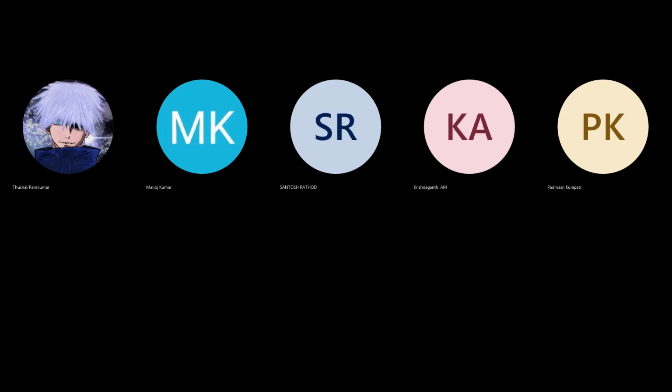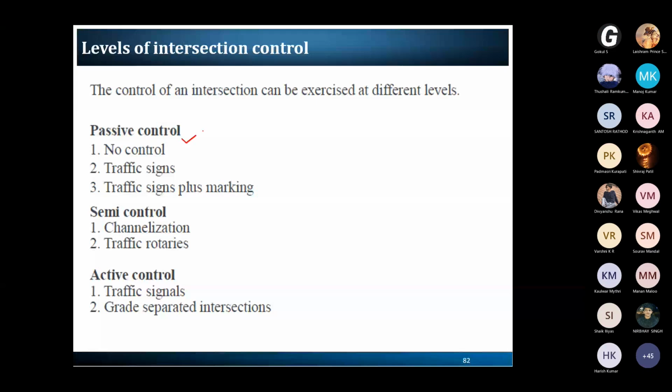Of the facilities, I have highlighted accordingly: passive control, semi-control and active control. Under passive control, there is no controlling system; we provide traffic signs and markings as the controlling point. Under semi-control, we are providing channelizations and traffic rotaries or roundabouts. And active control includes the traffic signal system and the grade separator.